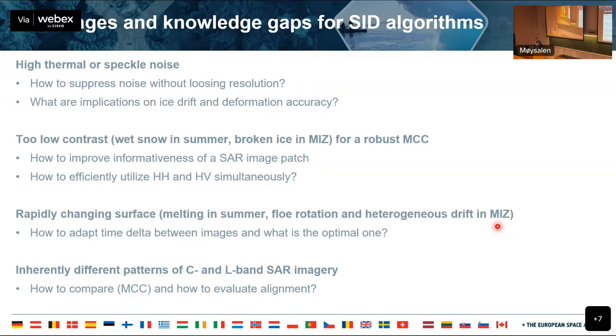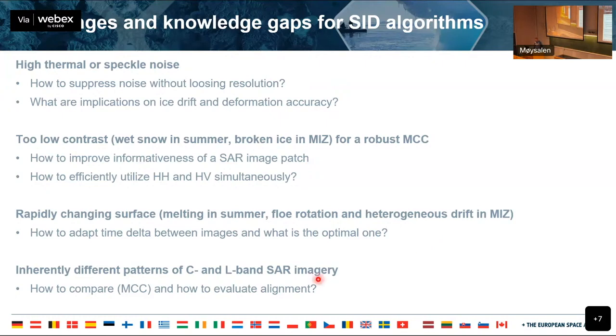Another challenge is that the surface of ice can be changing rapidly. It's either due to melting or due to a very small scale deformation, like floe rotation and so on. So how to adapt time delta between images and what is the optimal time delta? And maybe we shall go to really the highest possible resolution to derive trajectories.